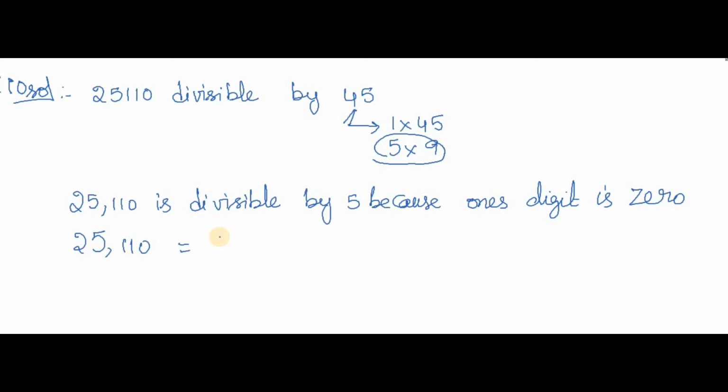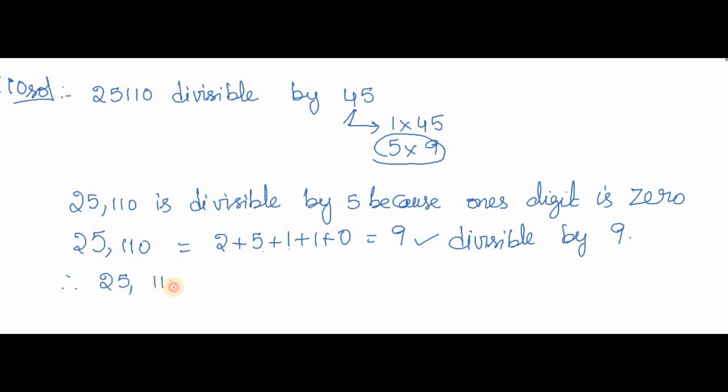So what is the divisibility rule of 9? Sum of all the digits should be a multiple of 9. Now we will see. 2 plus 5 is 7, plus 1 is 8, 8 plus 1 is 9. Of course 9 plus 0 is 9, and it is also divisible by 9. So by this, 25,110 is divisible by 45.